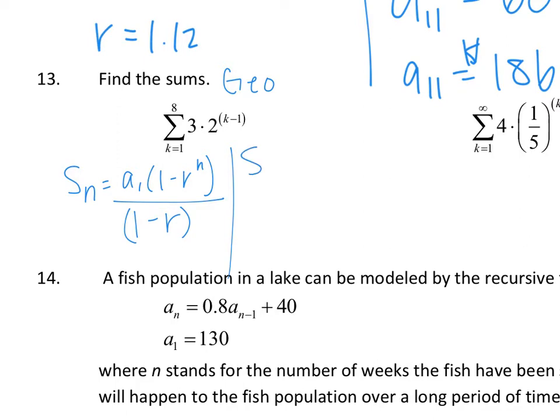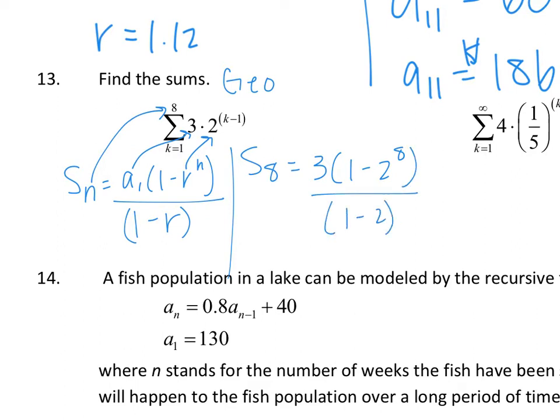So n is 8. A1 is 3. The rate is 2. So 3 times 1 minus 2 to the 8th power over 1 minus 2. So pop that in your calculator. And I got 765.